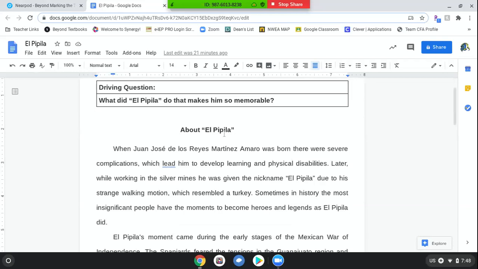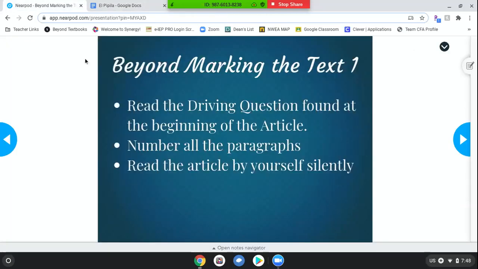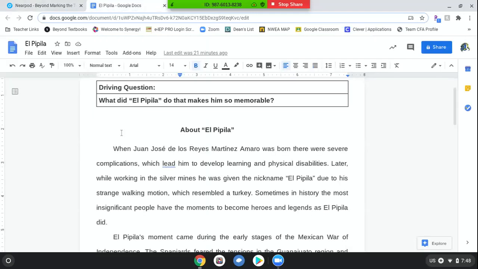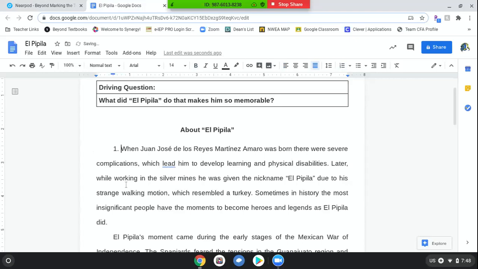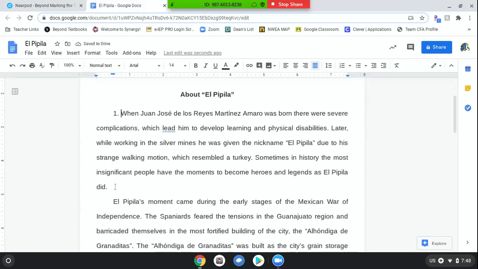And then the article is called About El Pipila. The first instruction was to number all the paragraphs. So that's what I'm going to begin doing first before I even read. I can tell it's a new paragraph because of this space between the line and the word, which is called an indentation. So this is indented, so it's my first paragraph. You'll notice that when you put 1 and the period, it'll do that. If you just hit backspace, it'll put it back into regular paragraph form.